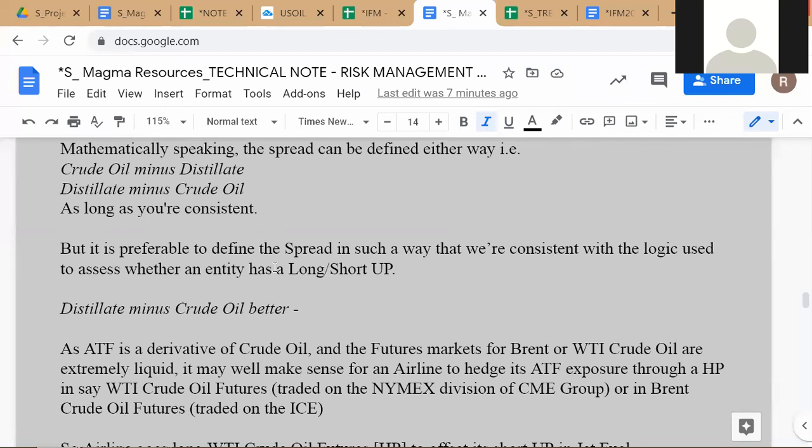Okay, the logic we use to assess whether the entity has a long or short underlying position. Remember the logic, and the answer that Utsav gave in the class that day: how do we decide whether the underlying position is long or short? We figure out whether they're making money or losing money when the price goes up, and then accordingly we decide whether it's long or short, right?